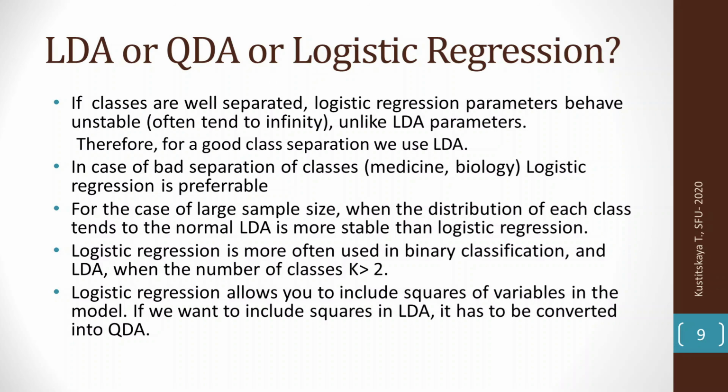One of the advantages of logistic regression is that it allows us to include squares of variables in the model. But if we want to include squares in linear discriminant analysis, it means we need to convert it into quadratic discriminant analysis.